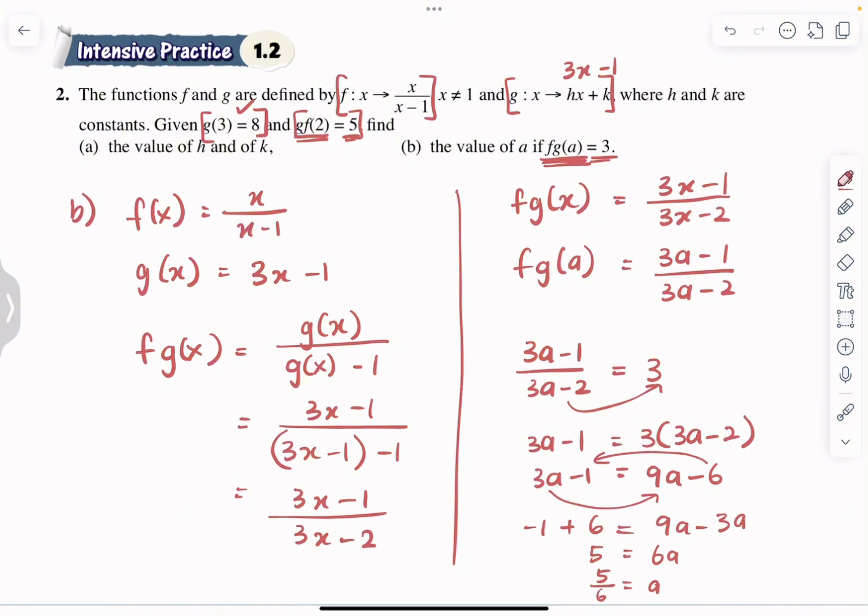Okay, so you can rewrite this. a equals 5 divided by 6. Done.